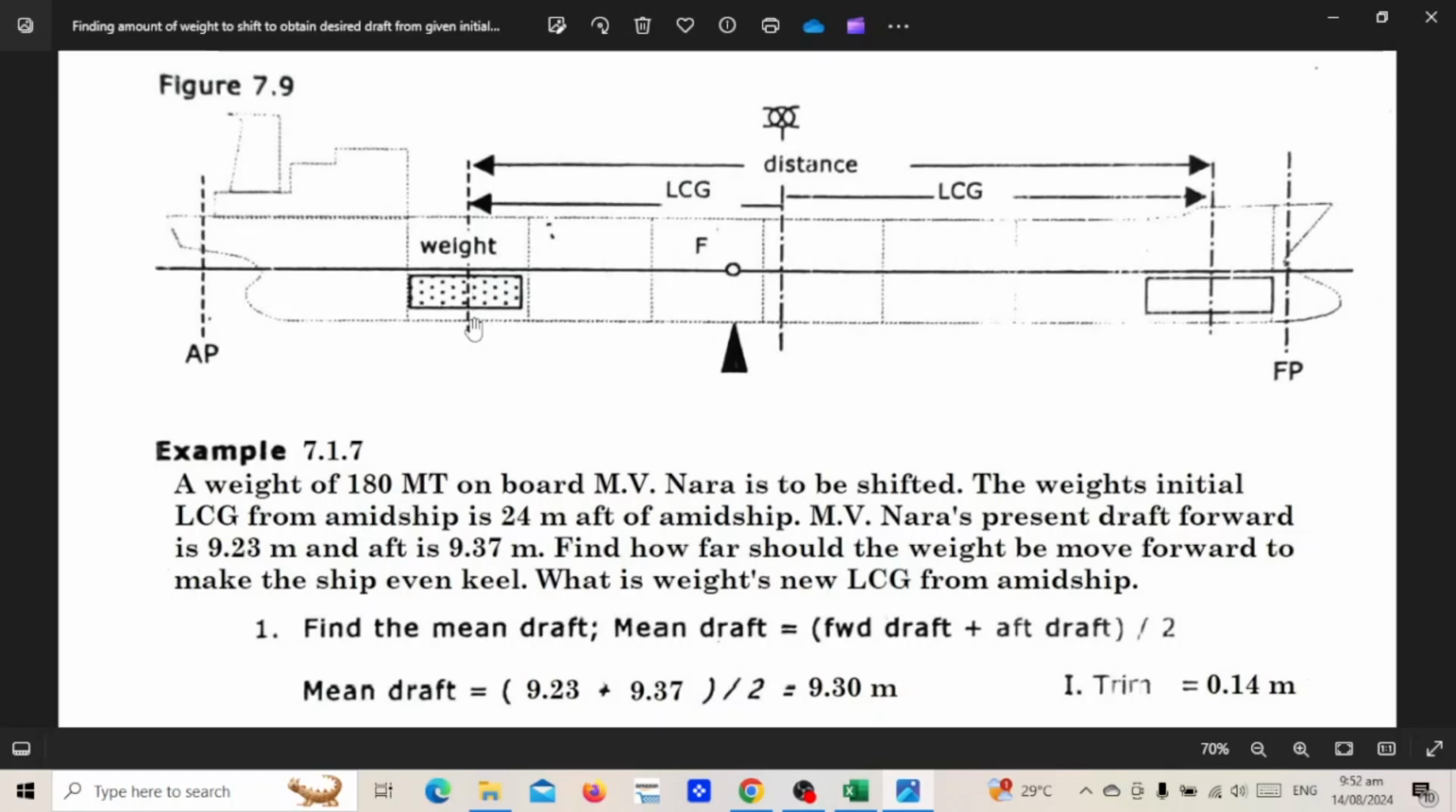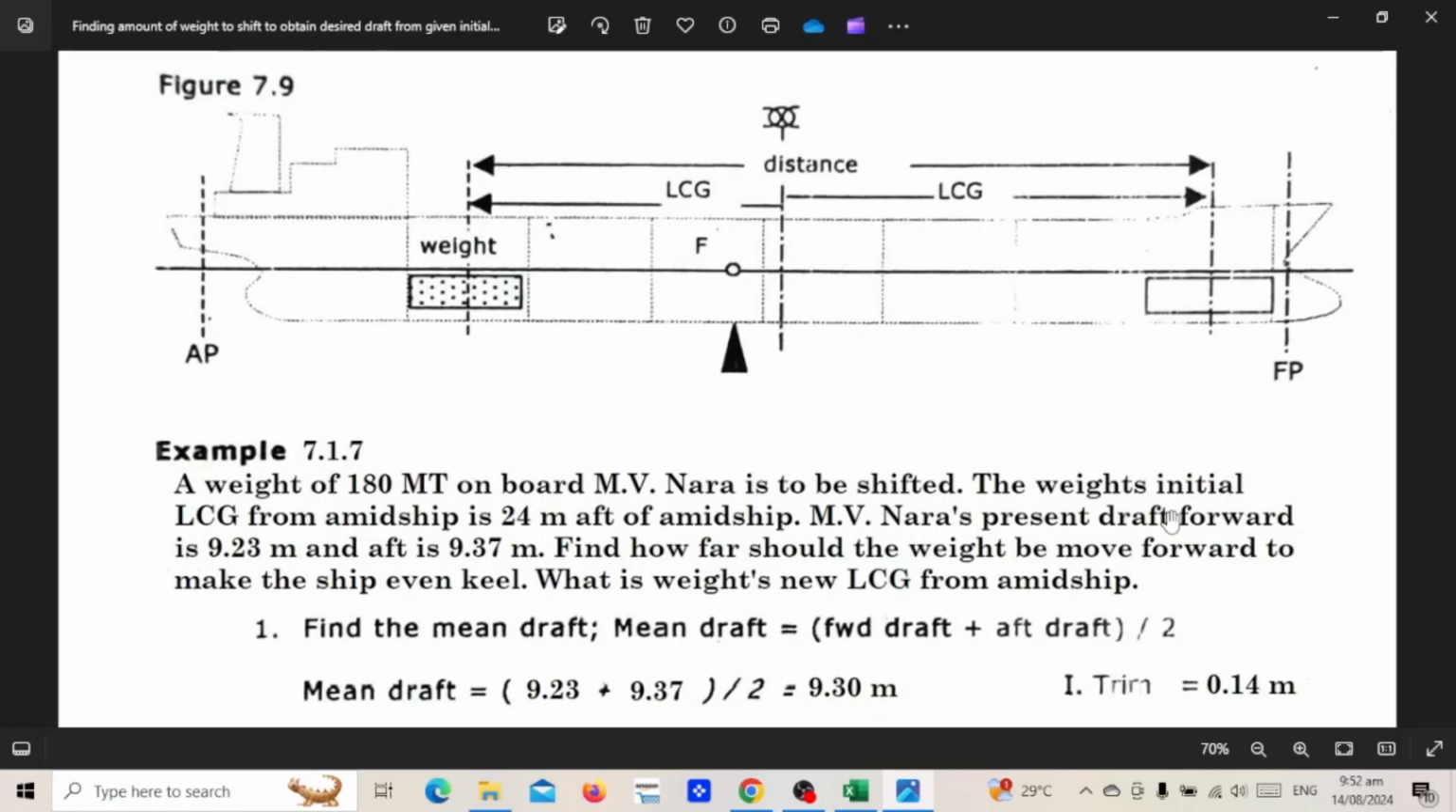Like, for example, if this 180 metric tons is in this part of the vessel, all we have to do is shift it to another hold with the same amount of 180. So we don't reduce this amount or we don't add. Just maintain the 180, and all we have to do is shift it to another hold or tank. Okay, that is what it meant here.